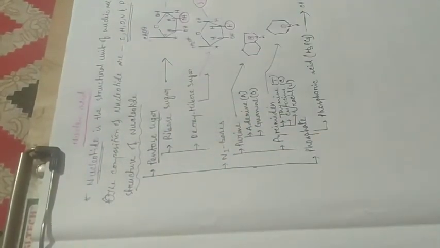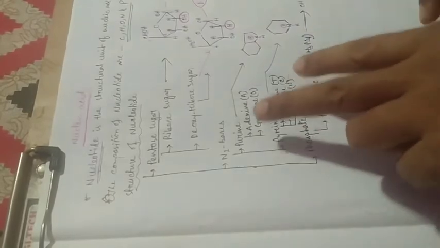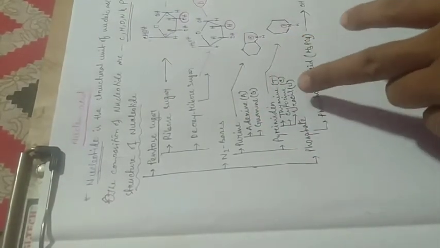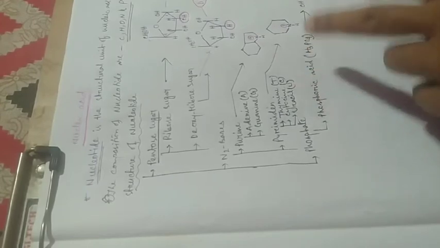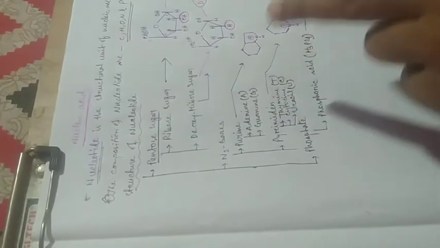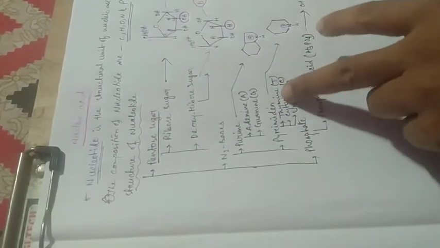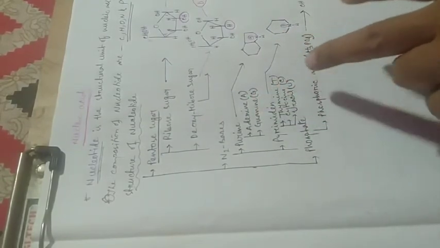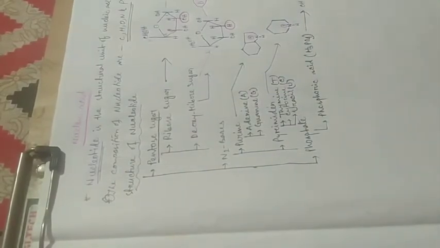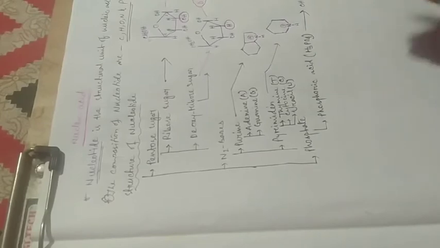So nucleotide is made up of, in case of RNA, ribose sugar, purine bases adenine and guanine, pyrimidine bases cytosine and uracil. And in case of DNA, there is deoxyribose sugar, adenine, guanine, thymine and cytosine, and a phosphoric acid. These are the components of the nucleic acid present in a DNA.